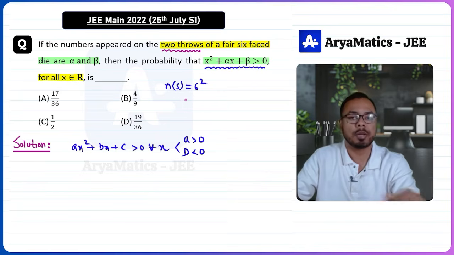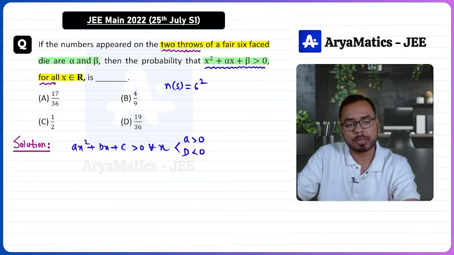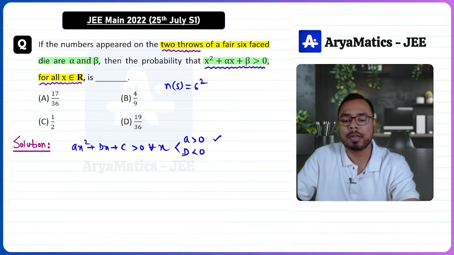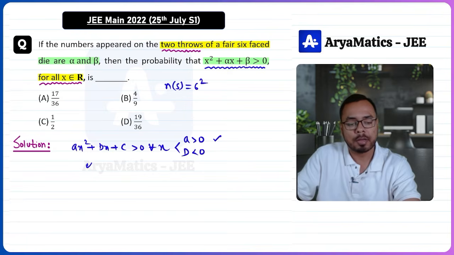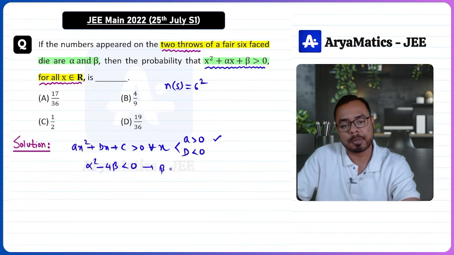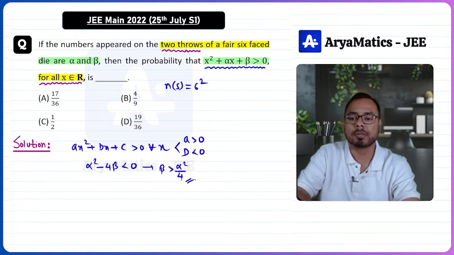Now we have to find how many quadratic expressions are there which will be always positive, right? This should be greater than 0 for all real values of x. Now here you can see that the coefficient of x square is 1. So the first condition is satisfied. Now we need to satisfy the second condition, that the discriminant should be negative. Discriminant will be alpha square minus 4 beta. So this should be less than 0, right? Alpha square minus 4 beta should be less than 0. So from here you can say that beta must be greater than alpha square by 4, right? This is the condition that we have to satisfy. Beta must be more than alpha square by 4.